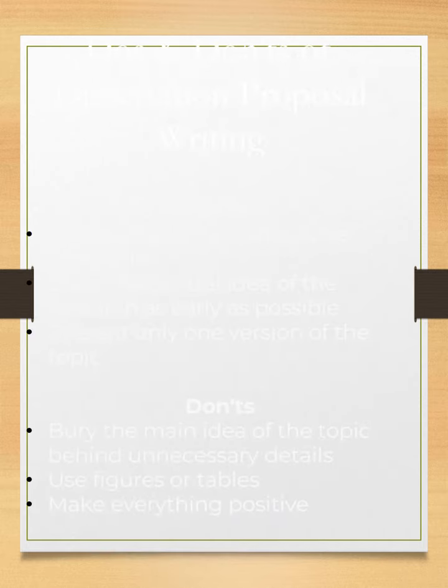Do's. Proposal structure should be hierarchic. State the central idea of the research as early as possible. Present only one version of the topic. Don'ts. Bury the main idea of the topic behind unnecessary details. Use figures or tables. Make everything positive.